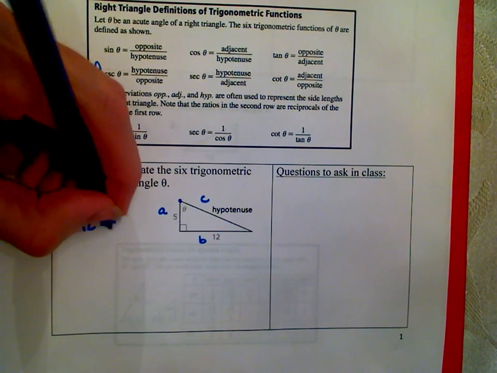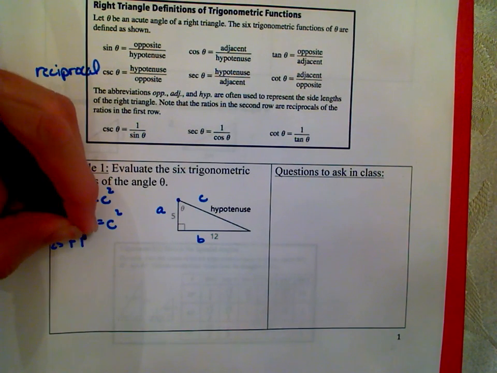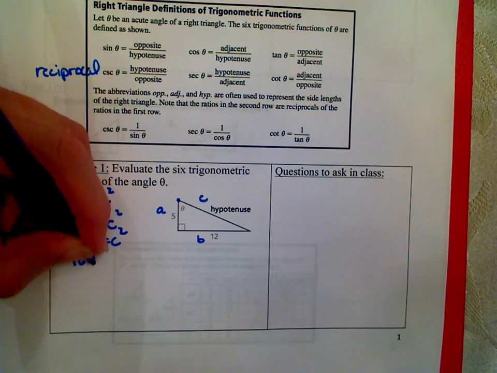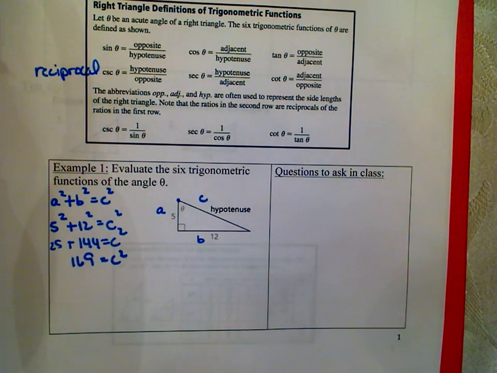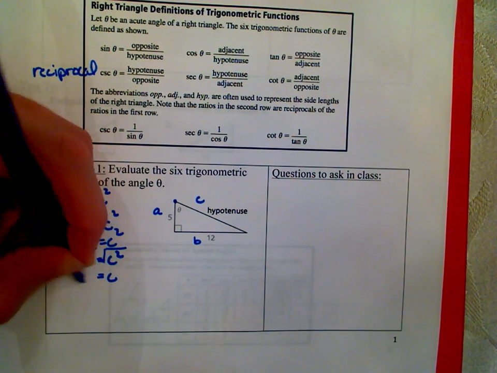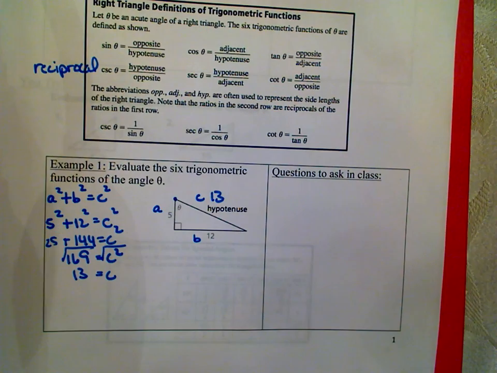And so we can use this to find out our hypotenuse before we start. 5 squared plus 12 squared will be our hypotenuse squared. 25 plus 144. When you add those together, you get 169. And then just like in our last unit, if we want to get rid of the squared, when we square root both sides, we will get that side c is 13. Now we have enough information to calculate the 6 trig functions.